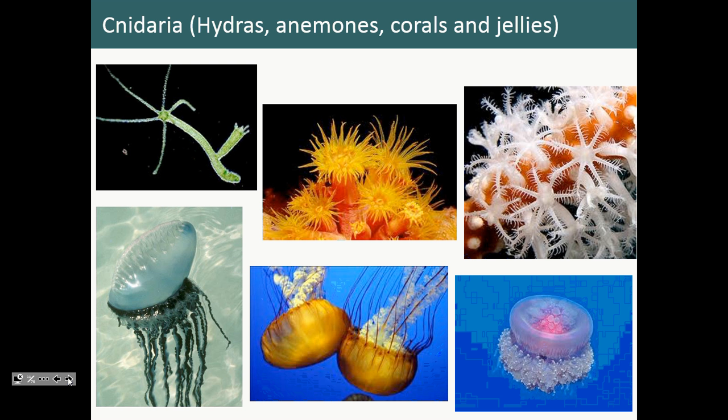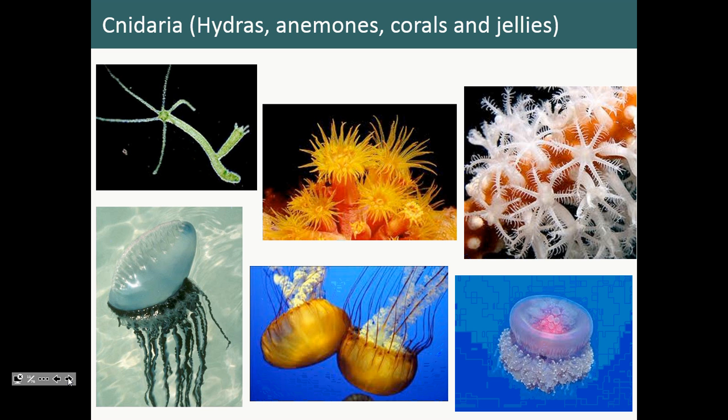All right, so we'll go ahead and talk about the cnidarians. The C is silent, pronounced cnidaria. And this includes a pretty diverse group of organisms, all of which possess cnidocytes. And so the name cnidaria comes from these specialized cells that they all contain.